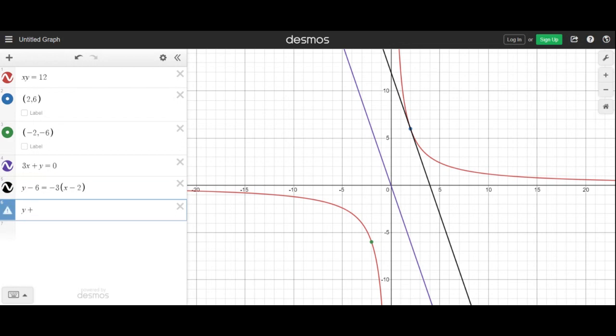And then same thing with the other one. This is just going to be y plus 6 equals -3, and then x plus 2. That goes to the other point. So you can see there's our points. Okay. And then we can't get that one to come up. Oh well. Okay, so there's the 2 points. There's the parallel lines that go through each of those points and are tangent to the hyperbola. Any questions there now?